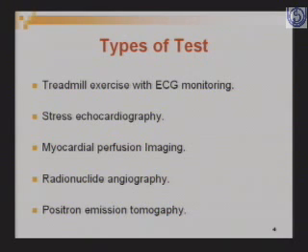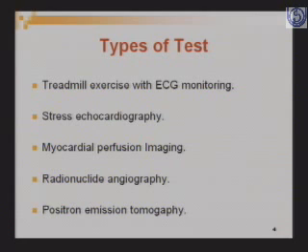Then next is the stress echocardiography. This stress can be induced either by exercise or by the drug, which I mentioned just now. Then, in lesser frequency of availability, is myocardial perfusion imaging, followed by radionuclide angiography, and then positron emission tomography. The last one is mainly a research tool which is not being used clinically and routinely, and it is available in very few centers. So these are the types of tests which are available with us, and we can go ahead with any of these tests depending upon the availability.